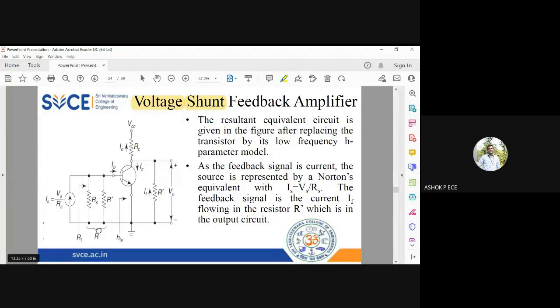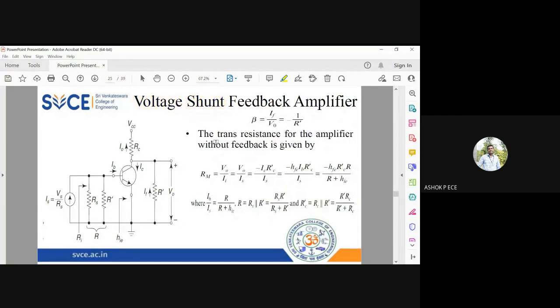So I'm considering the parallel combination to be capital R. On the output side, I will have R dash again parallel to RC. That will also be coming. And beta is going to be IF by V naught, so it is minus 1 by R dash. First we will find what is RM. RM is going to be V naught by II, or V naught by IS.